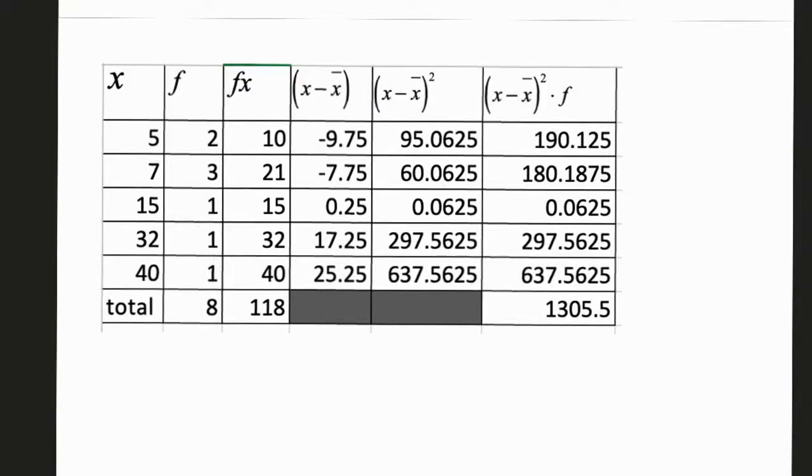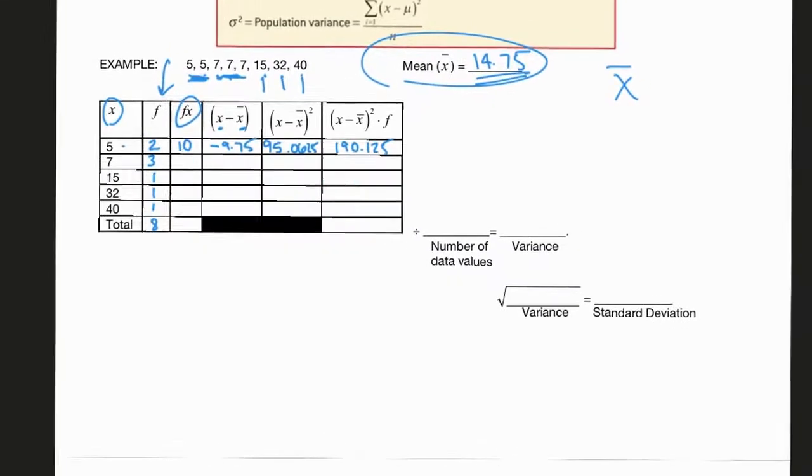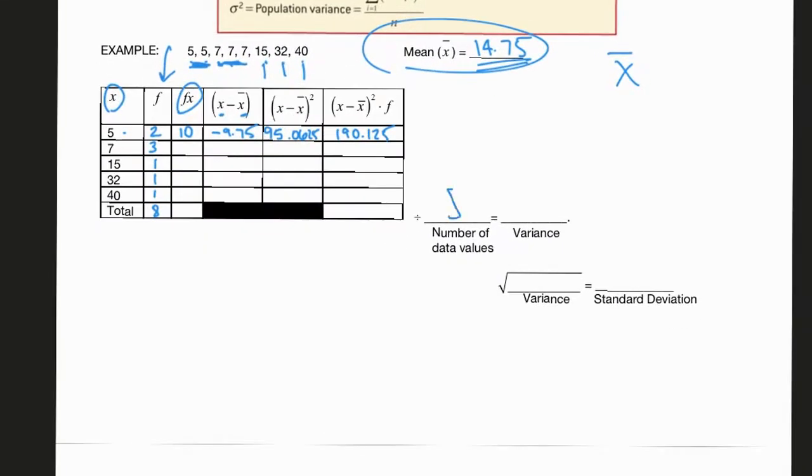So if we have those numbers, go ahead and fill those in. I'm going to move it back down, and we divide by the number of data points, which is eight. The variance then is 163.1875. We're supposed to take the square root of that number in order to get the standard deviation, and we should get 12.77.